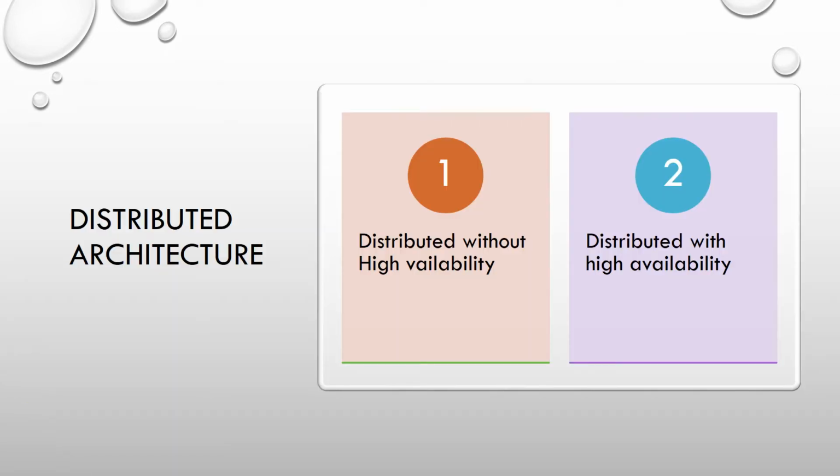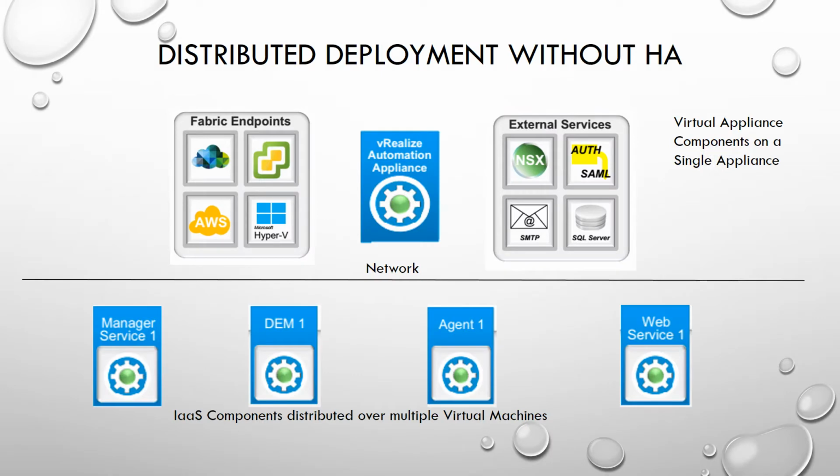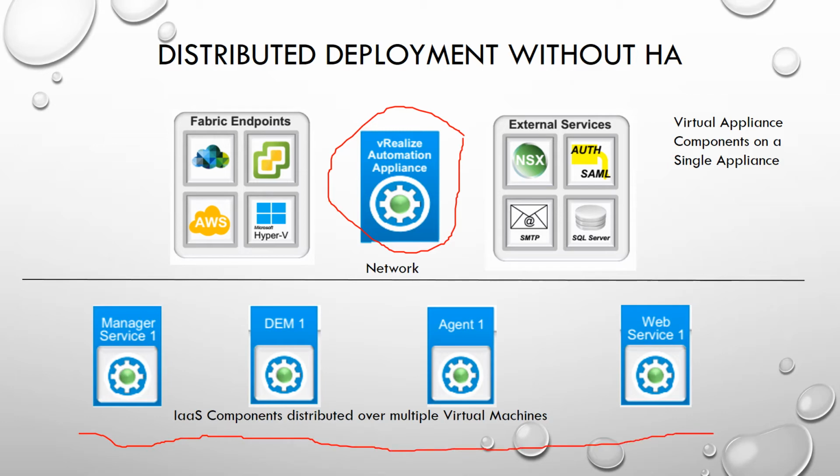Now that we are done with the minimal deployment part, let's talk about the distributed deployment of vRealize Automation. Also, I hope this doesn't sound redundant, but there are again 2 ways in which we can deploy distributed architecture, which are the distributed deployment without high availability and the distributed deployment with high availability. In distributed deployment, of course, we are going to deploy our virtual appliance, and the IaaS components are going to be distributed among different virtual machines.